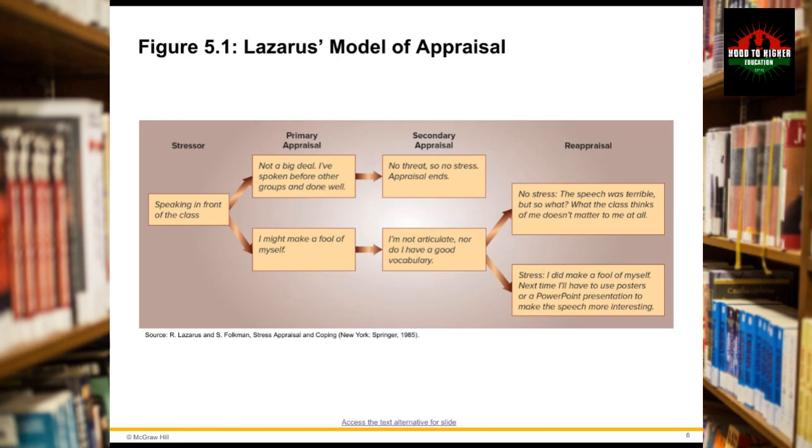So, one train of thought is not a big deal. I've spoken before other groups and done well in regards to speaking in front of the class. Okay. The other person might say, I might make a fool of myself. Secondary appraisal, one person might say, no threat, so no stress. That's where the appraisal ends. The other person might say, I'm not very articulate, nor do I have a good vocabulary. Okay. So there are two different ways of approaching this. All right. Another person might say, no stress, the speech was terrible, but so what? What the class thinks of me doesn't matter at all. Okay. The stress situation says, I did make a fool of myself. Next time I'll have to use posters or a PowerPoint presentation to make the speech more interesting. Two different approaches under the Lazarus model of appraisal.